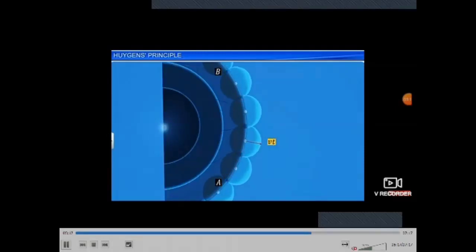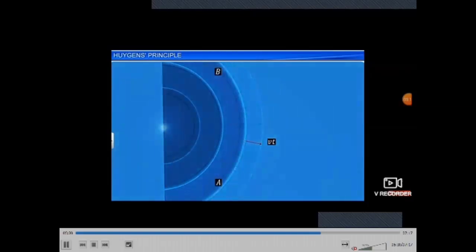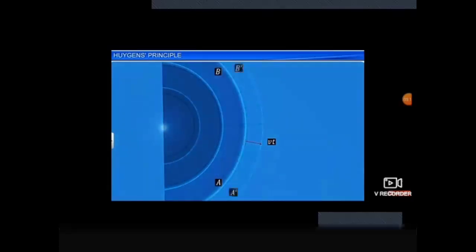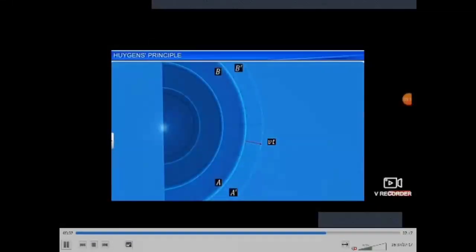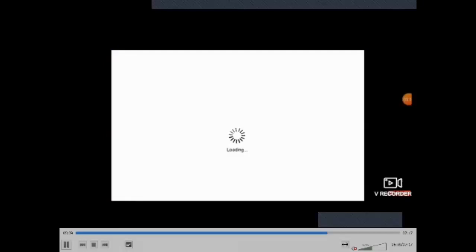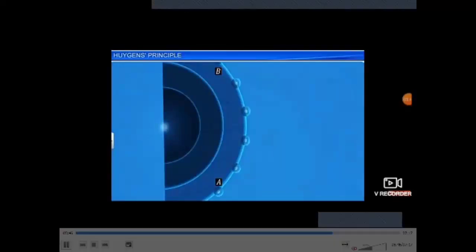The speed of the wave is v, and it moves for the time t, so the wavefront moves a distance v into t. The tangents of the waves are joined together, and that forms the secondary wavefront. A dash and B dash is the secondary wavefront that we consider here after the time t, a distance of v into t.